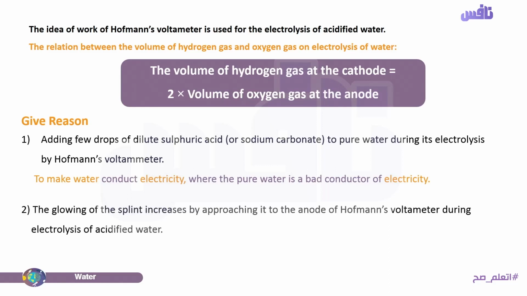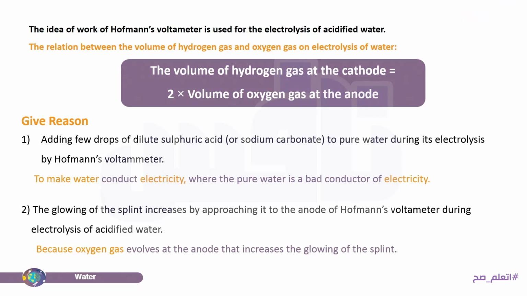Number 2, the glowing of the splint increases by approaching it to the anode of the Hoffman voltameter during the electrolysis of acidified water. Why? Because the oxygen gas evolves at the anode, which increases the glowing of the splint.